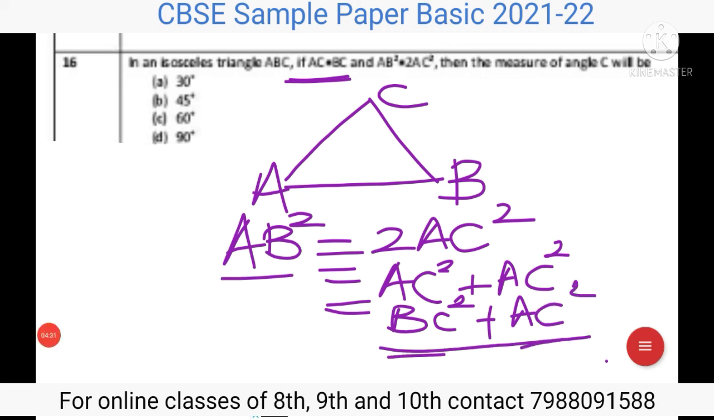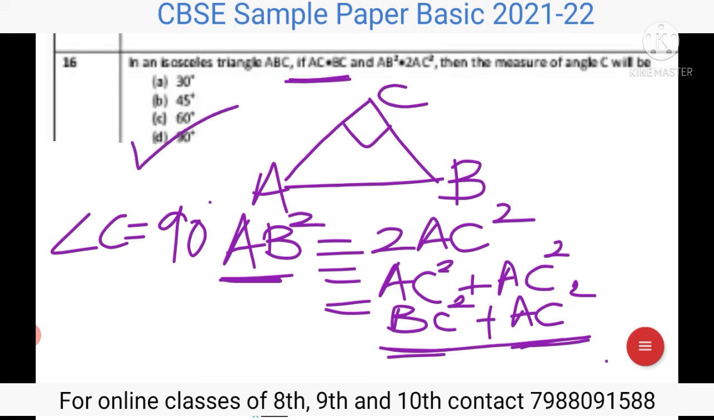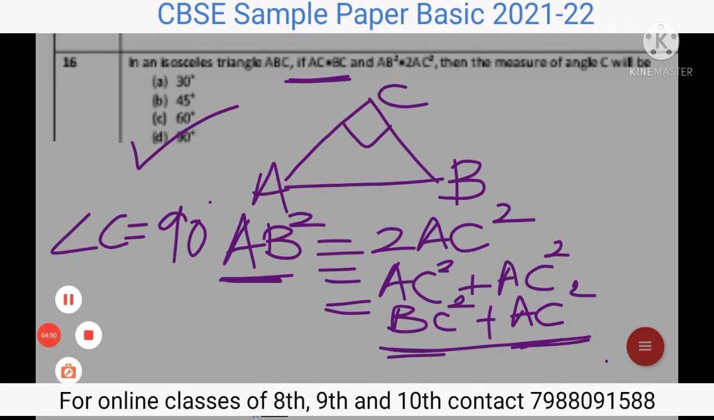So this reminds me of the converse of Pythagoras theorem, that if the square on a side in a triangle is equal to the sum of squares on the other two sides, then the angle opposite to the first side, that is AB, is a right angle. So this gives me my answer as angle C is equal to 90 degrees and D is the right option.